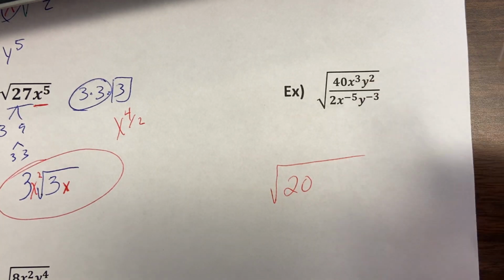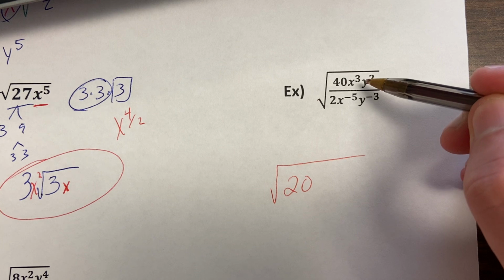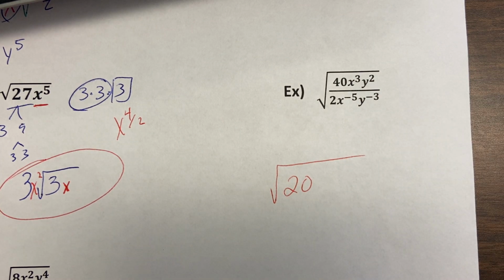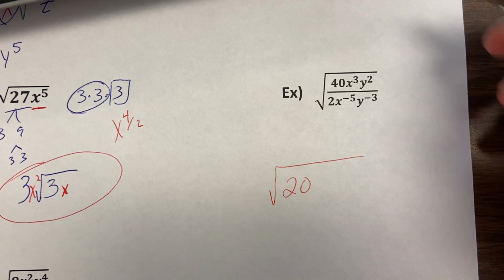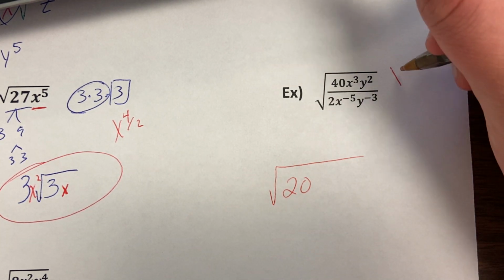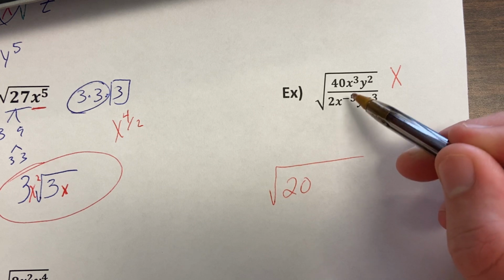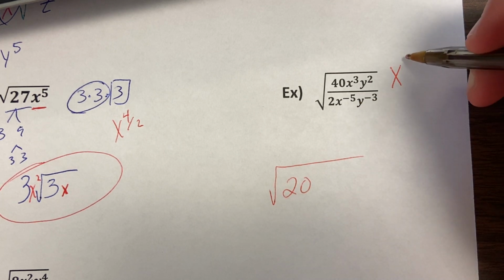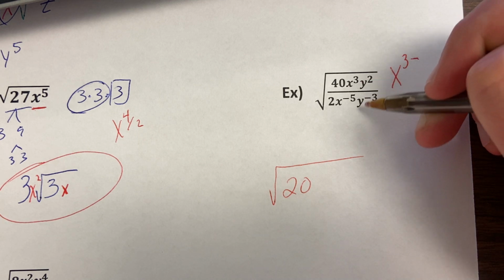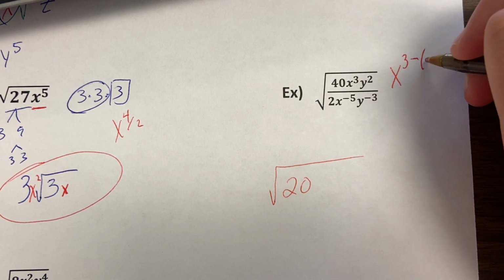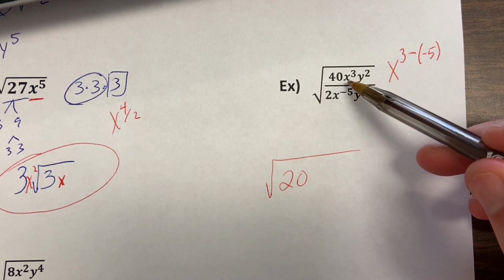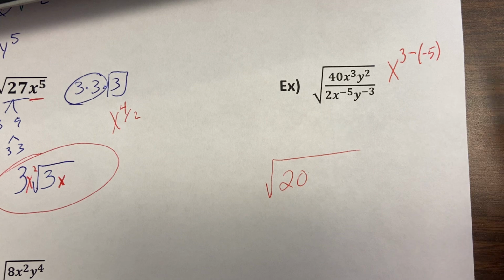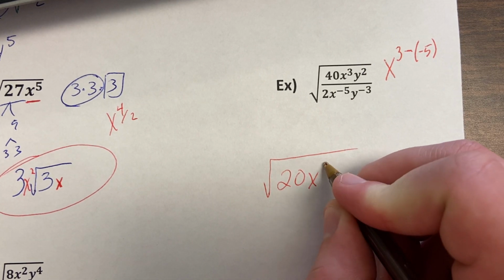Okay, we look at our x's. We have x to the 3rd on top. We have x to the negative 5th on the bottom. Again, I wouldn't get super flip happy. I would just look at what x's we have. Remember, when we divide bases, we subtract exponents. So we have top minus bottom: 3 minus the negative 5. 3 minus the negative 5 is a positive 8.